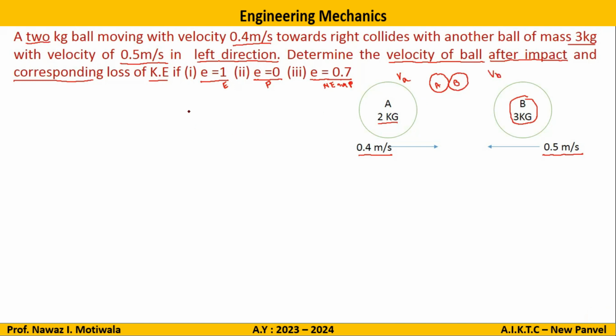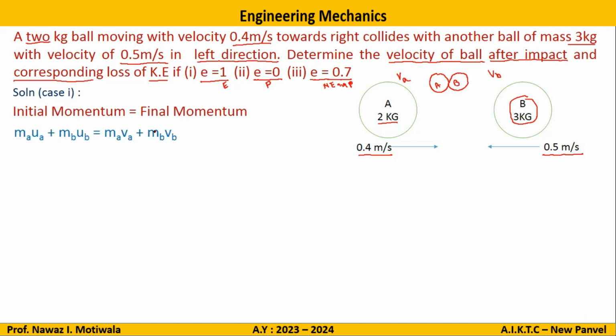So let us first start with case 1, that is when e is equal to 1. We know that initial momentum is equal to final momentum because momentum is conserved. I will write down the equation: initial momentum is MA UA plus MB UB, and final momentum is MA VA plus MB VB. Now we will substitute the values given in the question. MA is 2 kg, UA is 0.4, MB is 3 kg, and UB is minus 0.5 meter per second. Now why minus? Because it is moving towards the left side as shown in this figure.